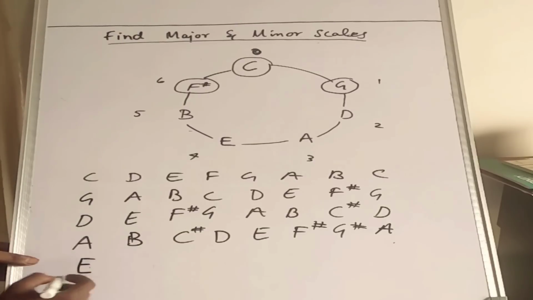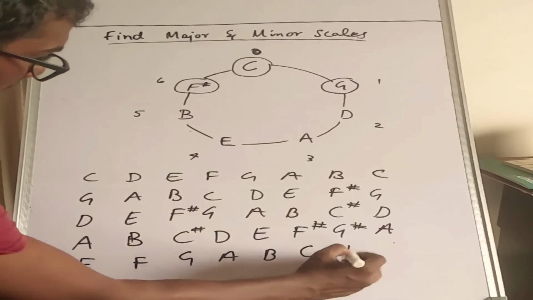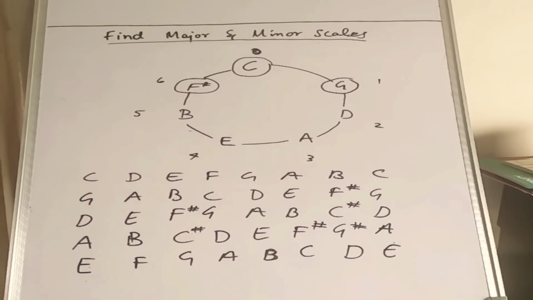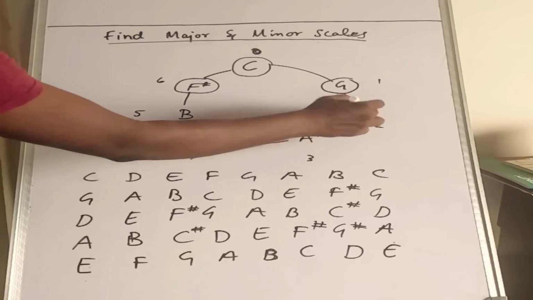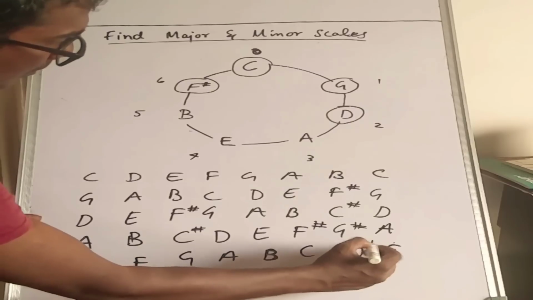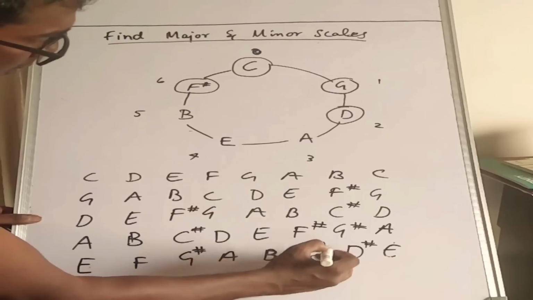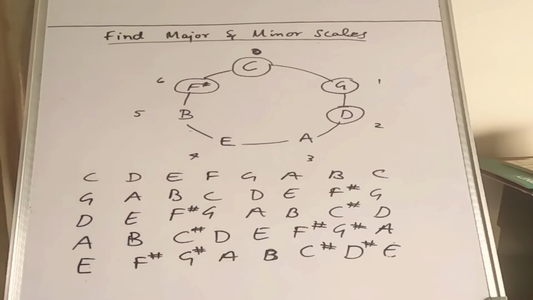Let's find E major scale. E, F, G, A, B, C, D, E. Leave the immediate previous note, go to D sharp, G sharp, C sharp, and F sharp. And that's how you find the major scale using the circle of fifths.